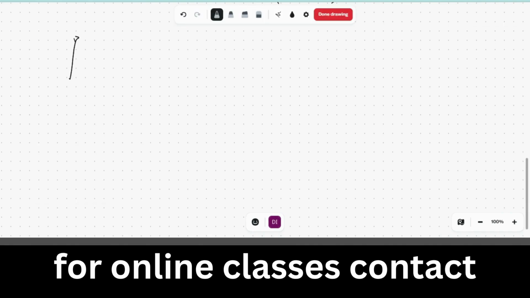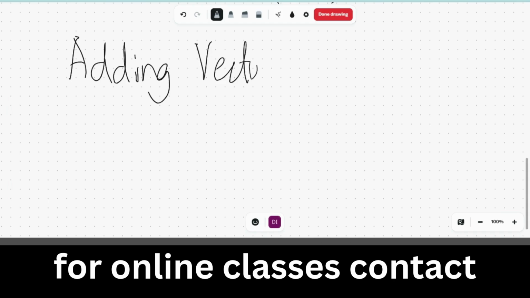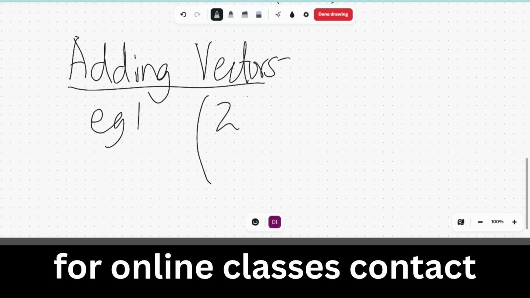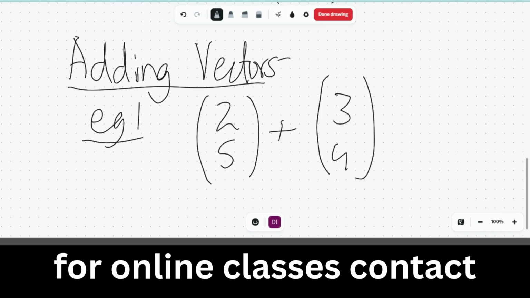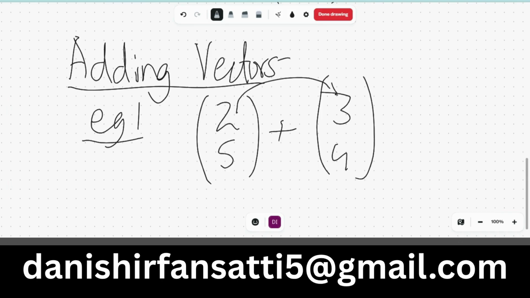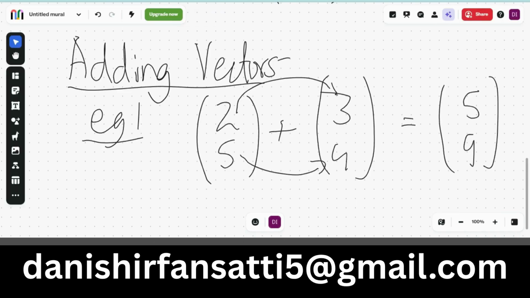After that we are going to talk about how we can add vectors. So, adding vectors, simple. How can we add vectors? Add the corresponding components. For example, I will do 2 examples. 2 by 5 plus 3 by 4. What would be the result? We add 2 plus 3, that equals 5, and 5 plus 4 equals 9. So our answer is 5 by 9.